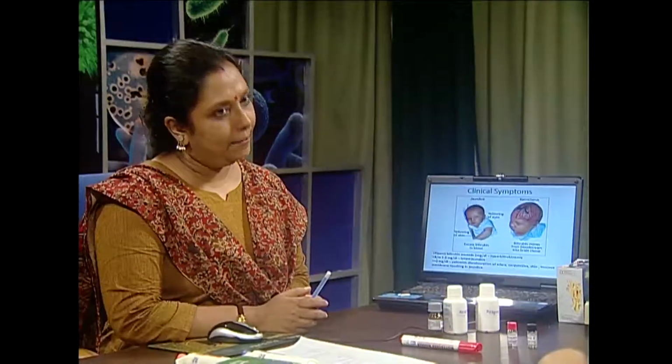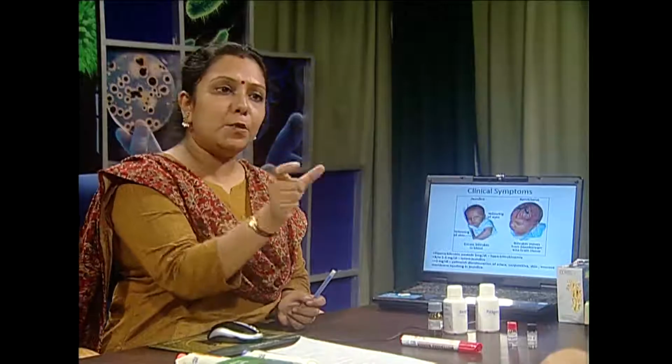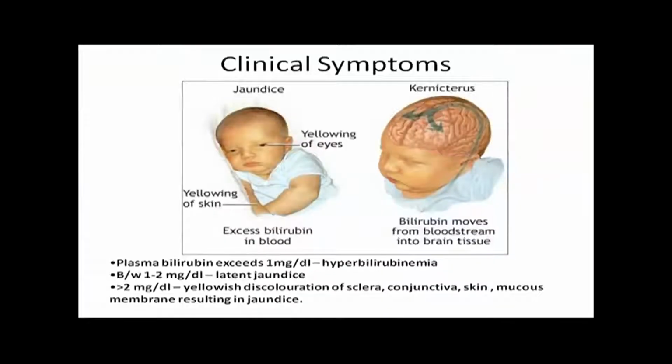Now, plasma bilirubin, if it exceeds 1 milligram per deciliter, is called hyperbilirubinemia. If it is between 1 to 2 milligram per deciliter, that is called latent jaundice. But if it exceeds 2 milligram per deciliter, that can be manifested as yellowish pigmentation in skin, mucous membrane, sclera, eyes, etc.